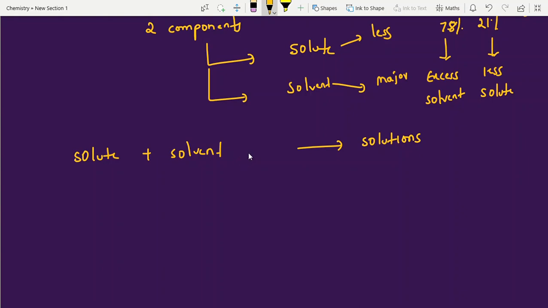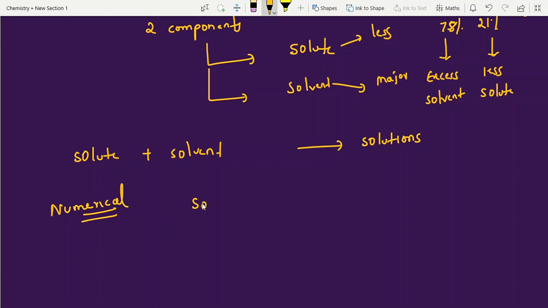Next, liquid in gas, liquid in liquid, alcohols. Examples play an important role. Now here, the numerical part. I am going to concentrate on the numerical part. In the numerical part also, students feel difficulty identifying solute and solvent.